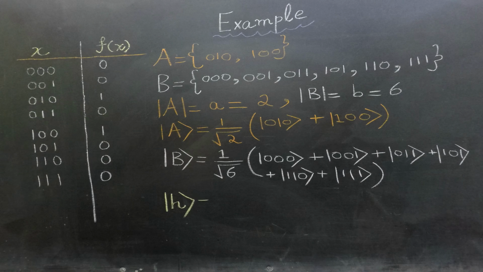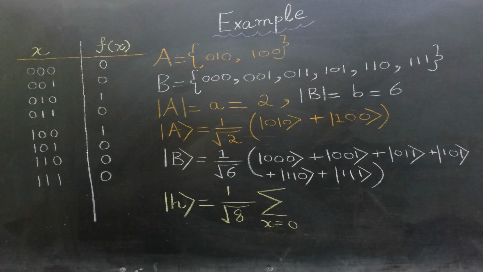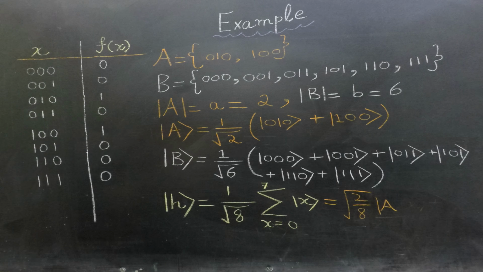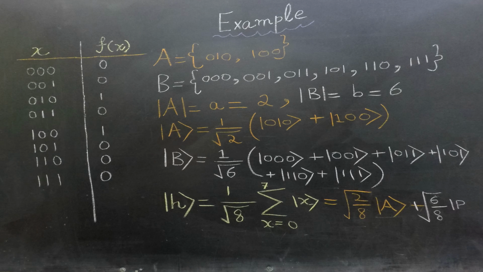In our example, ket H will be 1 over square root of 8 times all superpositions of x. This is exactly the same as square root of 2 over 8 times ket A plus square root of 6 over 8 times ket B. We are done with our definitions and now can use those definitions to calculate different things.